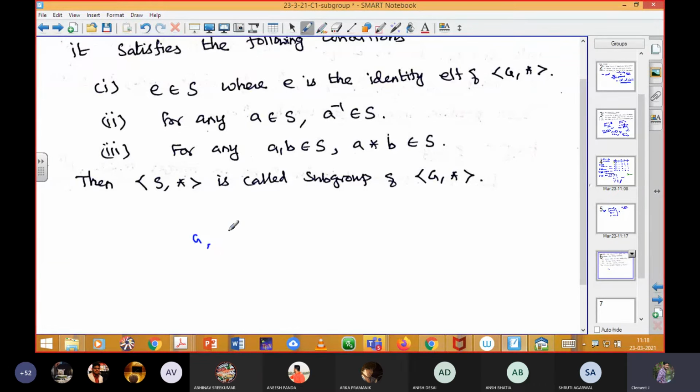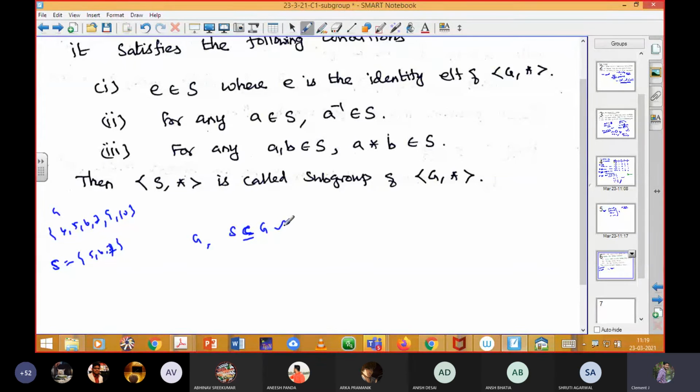I'm going to consider one subset of the G. That means I'm going to take one subset from the G. For example, if G is 4, 5, 6, 7, 9, 10, I can take one subset S as 5, 6, 7. So this will be my subset. This subset is called a subgroup.